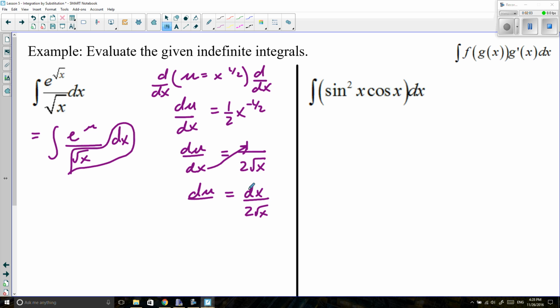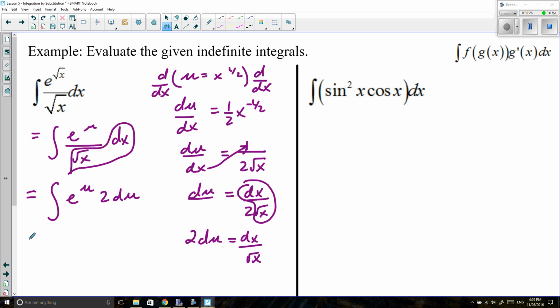So I see it now. I see it here. Okay, but I don't like that 2 there. I'm going to bring it back to the other side. So I get 2 du is equal to dx over the square root of x, and I've achieved that. So I'm going to go back into here. I'm going to take the integral of e to the power of u. Dx over root x is really equal to 2 times du.